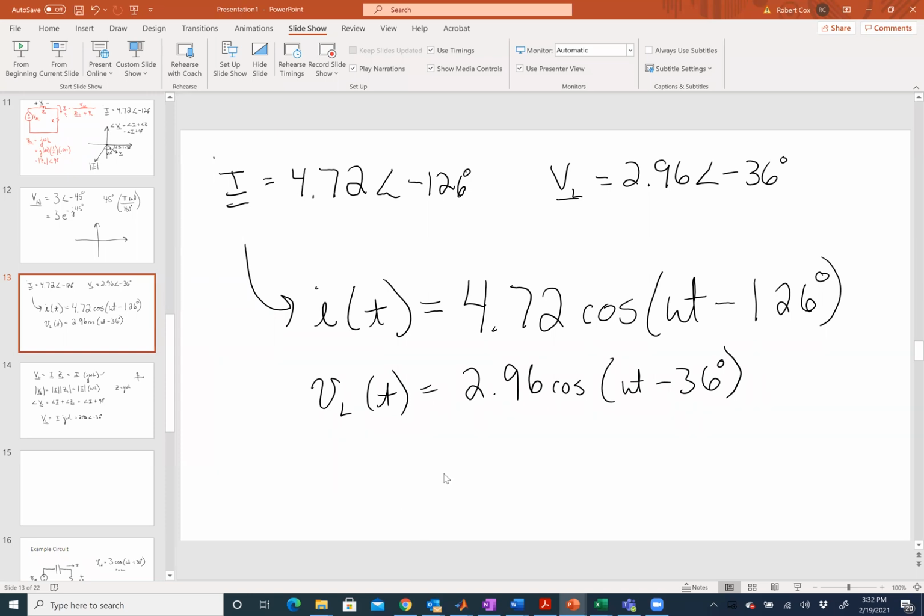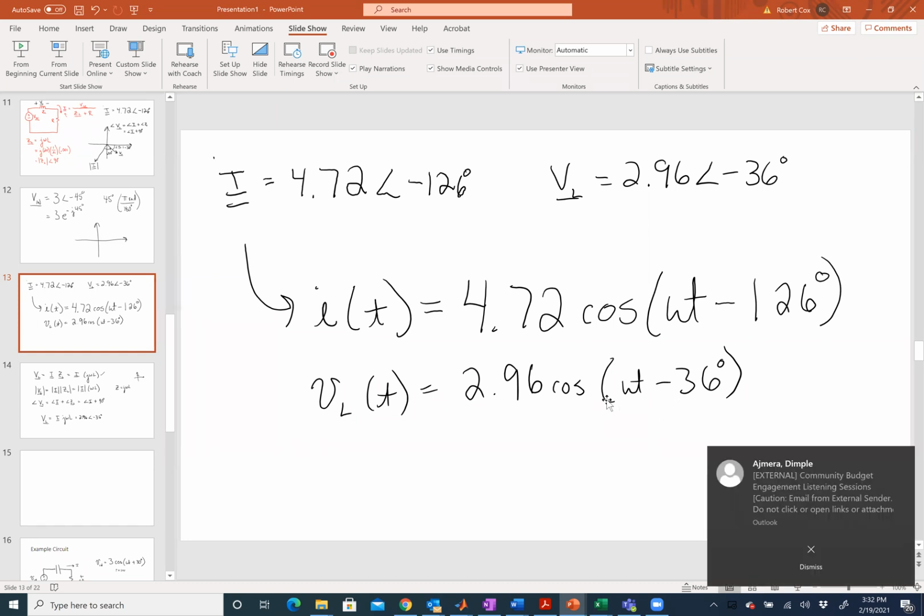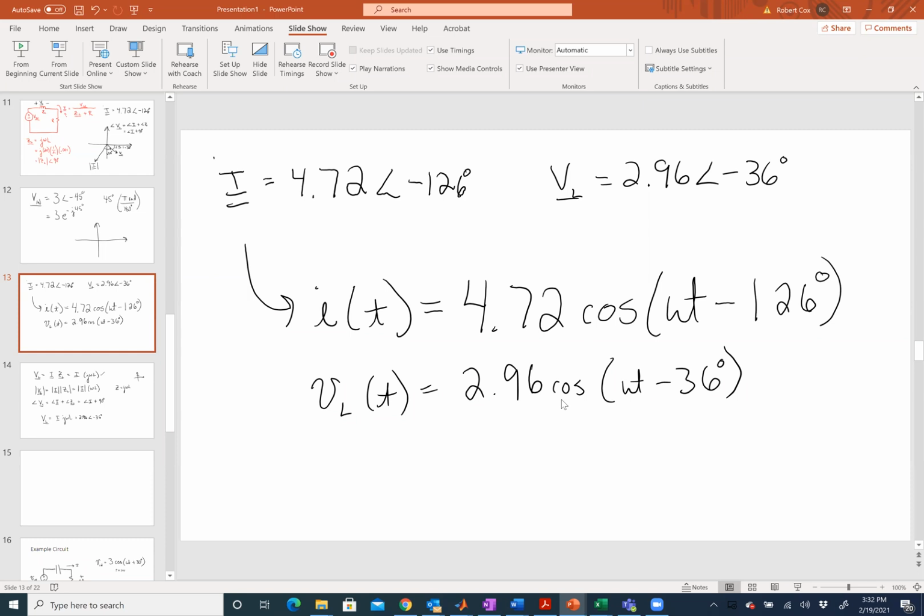Now, I'm not going to focus too much on these concepts of leading and lagging. We'll talk about this idea later on. I want to talk about this idea of which one leads and which one lags. It's probably not the easiest thing for you guys to say what these would look like. 2.96 cosine omega t minus 36 degrees. If I were to plot that, where would the peak of this waveform occur? The peak of cosine happens at t equal to 0, right? It would look like that.